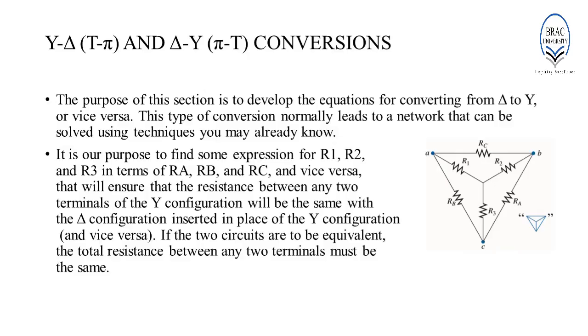These two forms are interchangeable. That is, it is possible to change the delta network to the Y network or the other way around, that is, the Y network into a delta network. The resistors in the delta network, which is this one, are represented by the symbols RA, RB and RC, whereas the resistors in the Y network are represented by the symbols R1, R2 and R3.